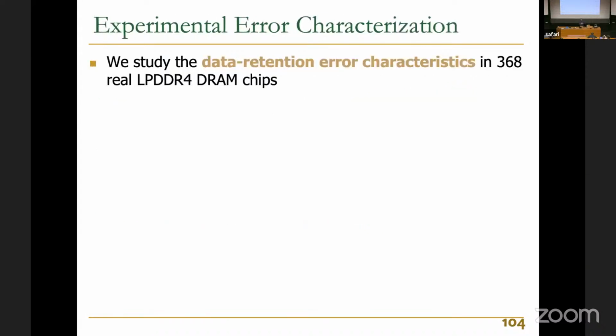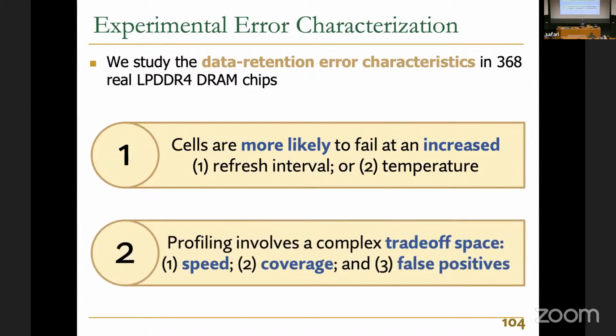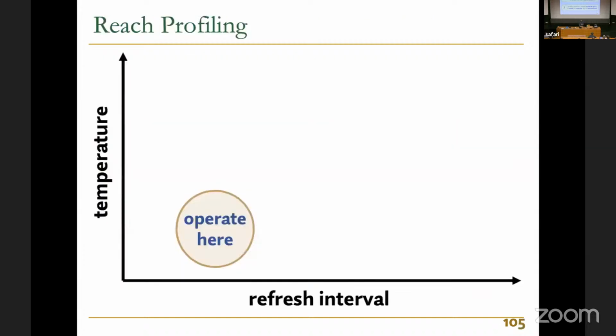We study the data retention characteristics of 368 chips, and we identify cells that are more likely to fail at an increased refresh interval or temperature. In the second step, we profile, and our profiling also involves a complex trade-off space in speed, coverage, and false positives.